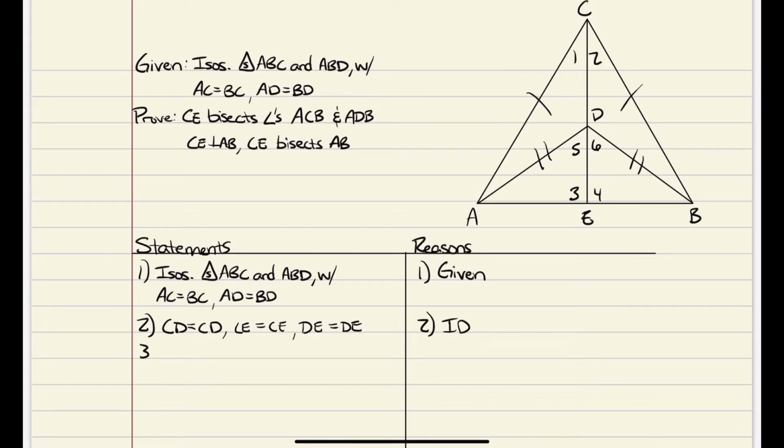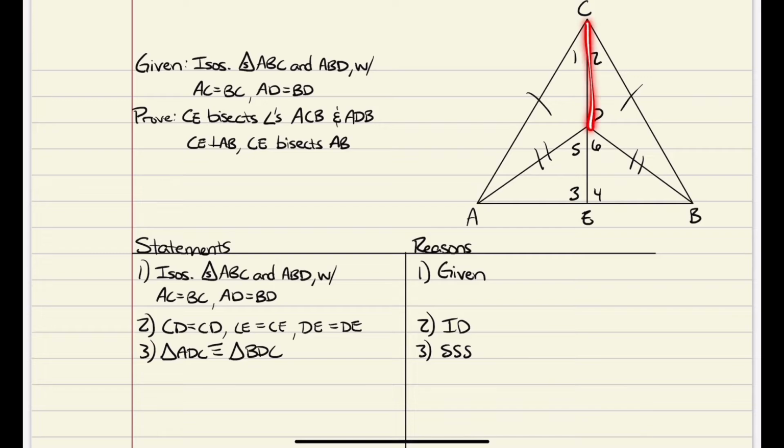Number 3, I can now say that triangle ADC is congruent to triangle BDC. We could say that because of side, side, side. We've been told already that these two sides of these two triangles are equal to each other. We were told that these two, and we just stated that that is equal to itself. So those two triangles are congruent to each other by side, side, side.